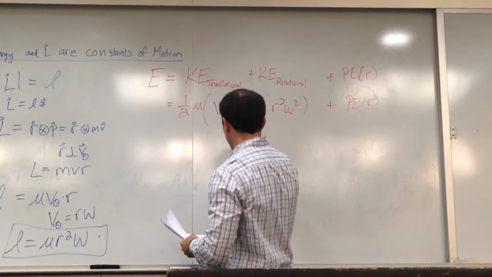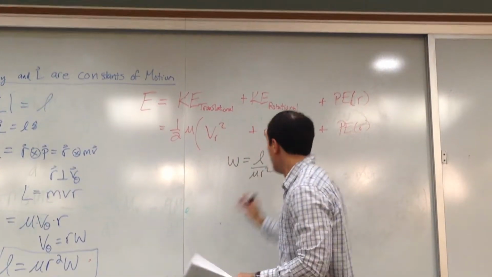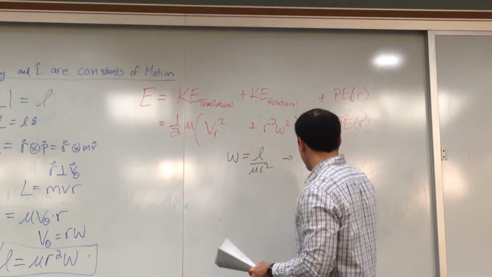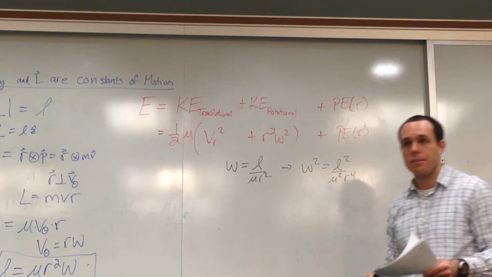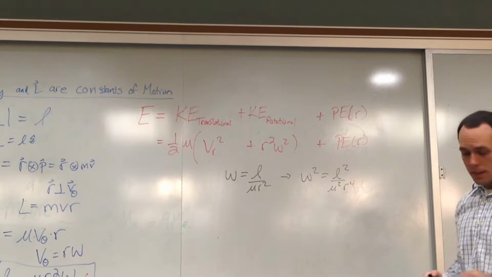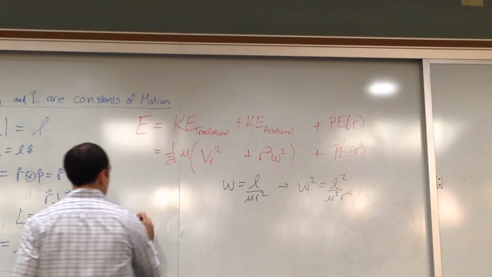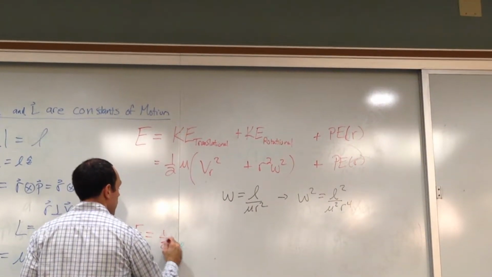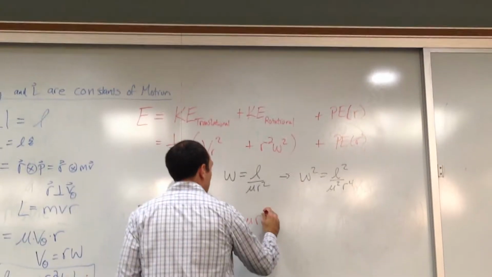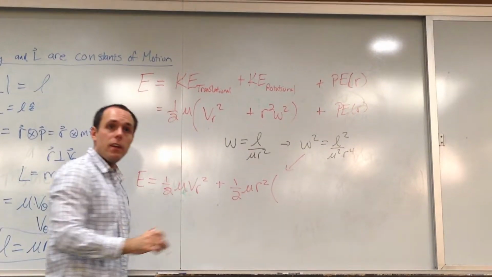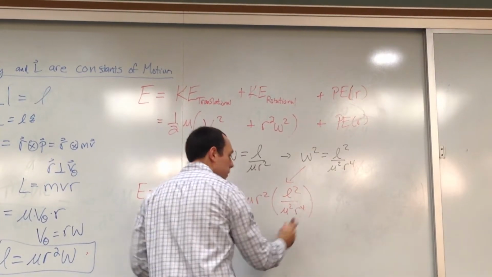I'm going to rewrite that. And I'll write that by saying that omega is equal to L divided by mu r squared. And thus, since I have an omega squared here, that says omega squared is L squared over mu squared r to the 4th. And now what I'm going to do is I'm just going to input that into this equation. So here I have E is 1/2 mu Vr squared plus 1/2 mu r squared, and now let me put this value in. And that value is L squared over mu squared r to the 4th.